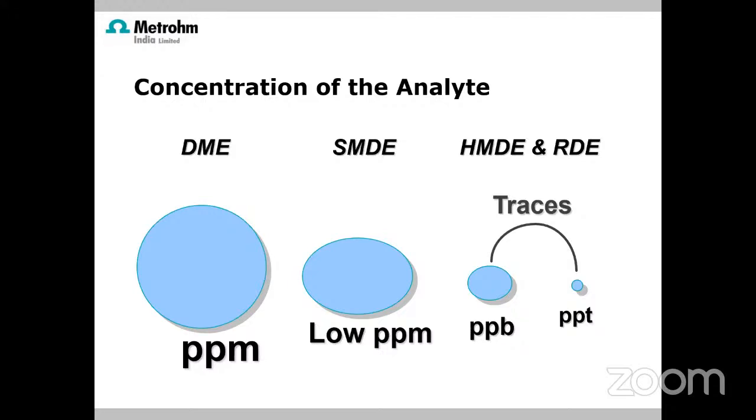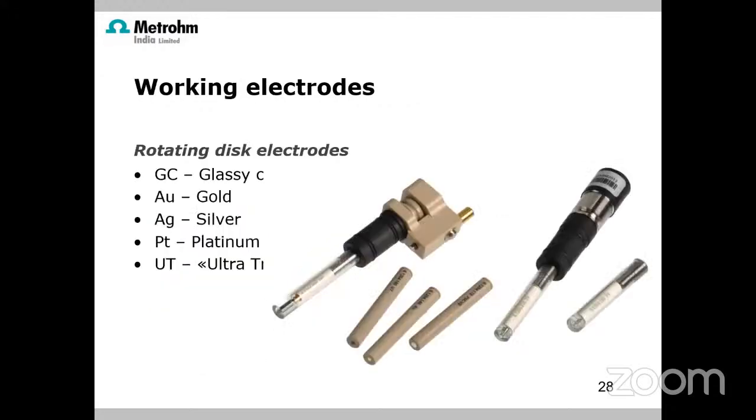So these are the mercury electrodes up to HMDE. So these are the rotating disc electrodes. So we have glassy carbon, we have gold, we have silver, we have platinum. These are all called solid state electrodes. These are all working electrodes only.